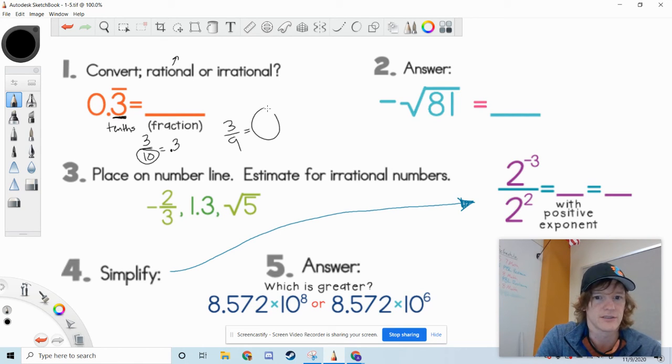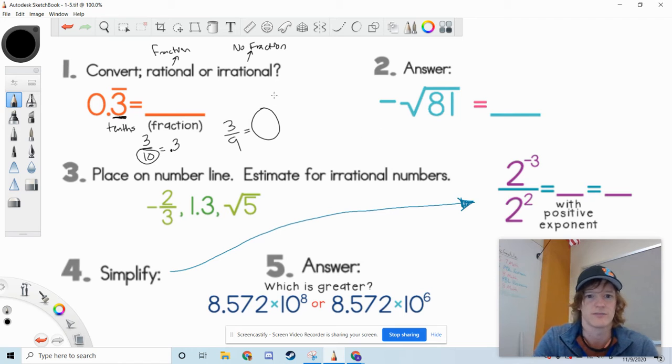So I'm going to have you simplify this fraction. It doesn't equal 0. Rational means you can write it as a fraction. Irrational means no fraction. It means never ending, never repeating. Well, I know for a fact this one's repeating. So I'll have you finish number 1.